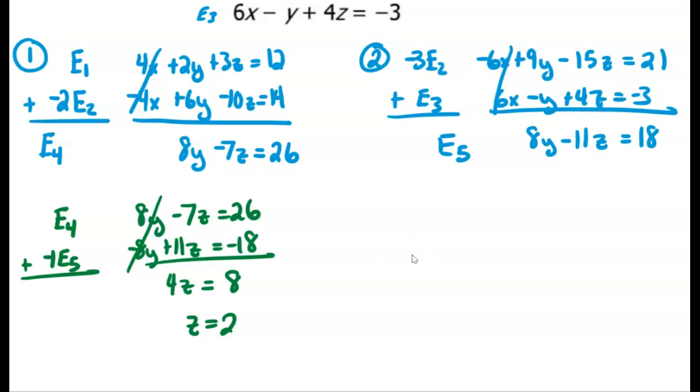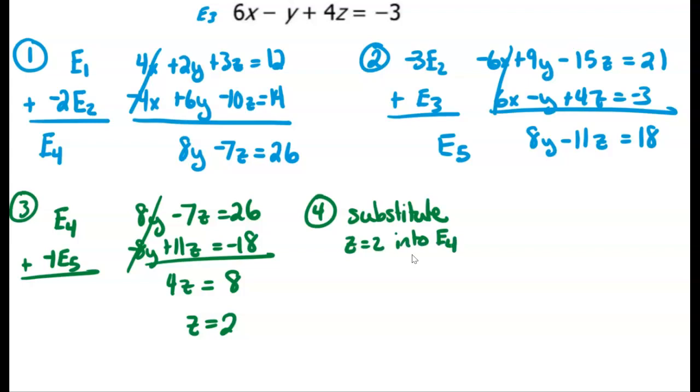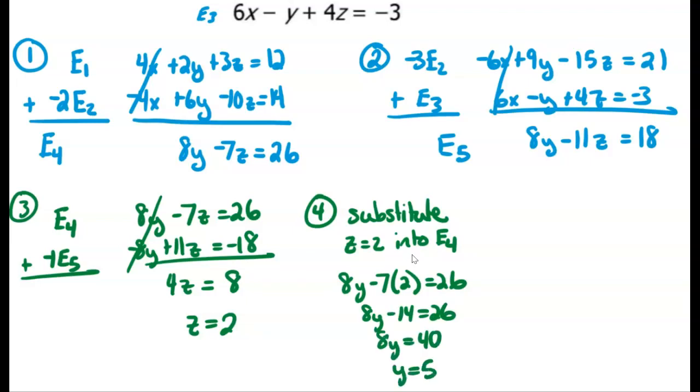So my next step, that was my third step. My fourth step is I'm going to substitute z equals 2 into E4, and I'm trying to solve for y. So I have 8y minus 7, z is 2, equals 26. All right, I add that 14 over, and I divide by 8, and I get 5.